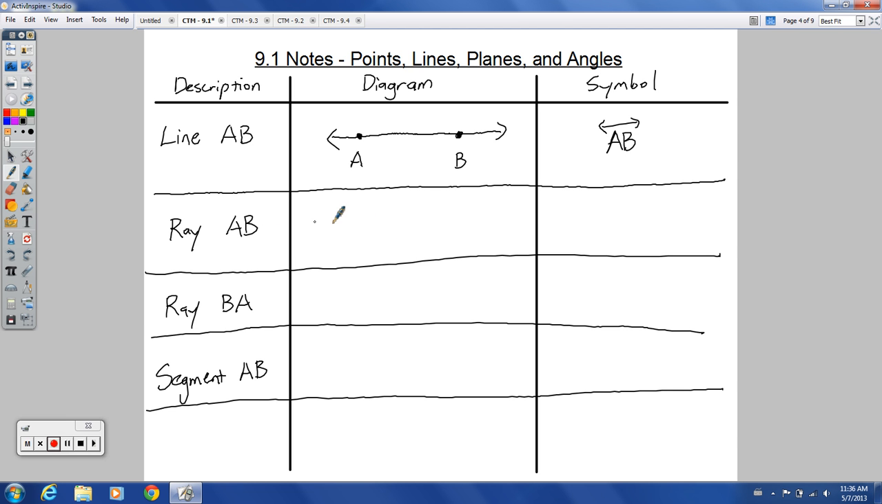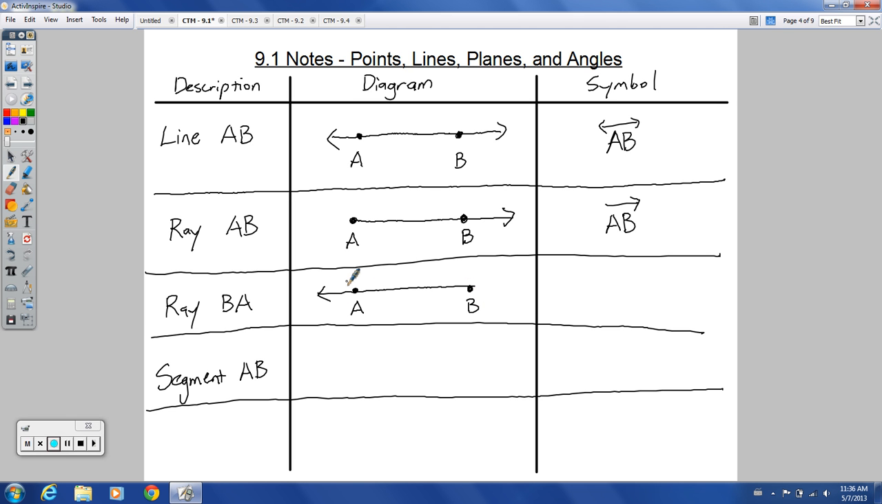So ray AB, a ray is something that starts at that first point that's given. That's the initial point of the ray, and it goes through the second point and keeps going in that same direction. So here's ray AB, and you have to label this with the A coming first and then the B coming second. So here it's saying it's starting at A and going through B. Ray BA, however, would start at B. I'm going to keep the points in the same spots as before. This would start at B and go through A.